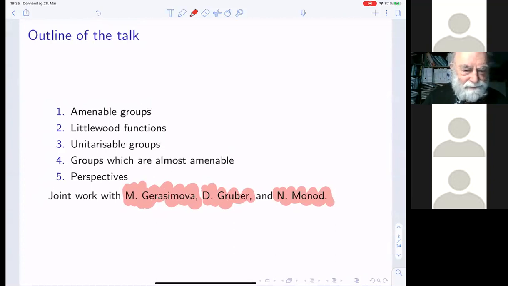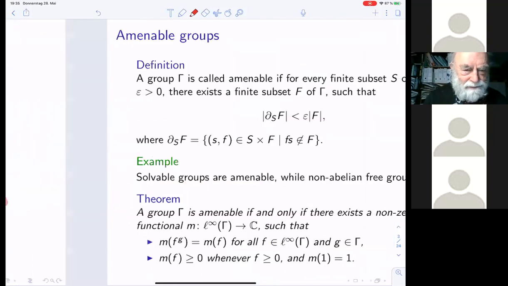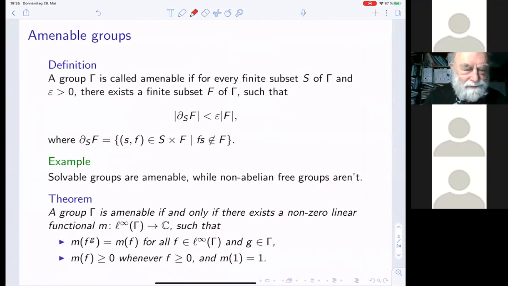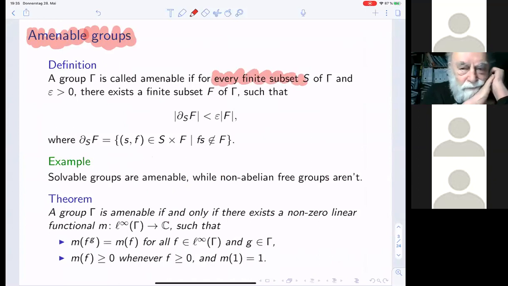But let me start very slowly and talk about amenable groups just for a second. Amenable groups, I think you probably all know that. I can be very brief about it. Amenable groups are those which admit large sets which have a small boundary. And more precisely, if you fix a finite set S, let's say it's a generating set, but could be any set, then you want to have a finite subset of the group so that the boundary of that set is smaller than epsilon times the size of the set.